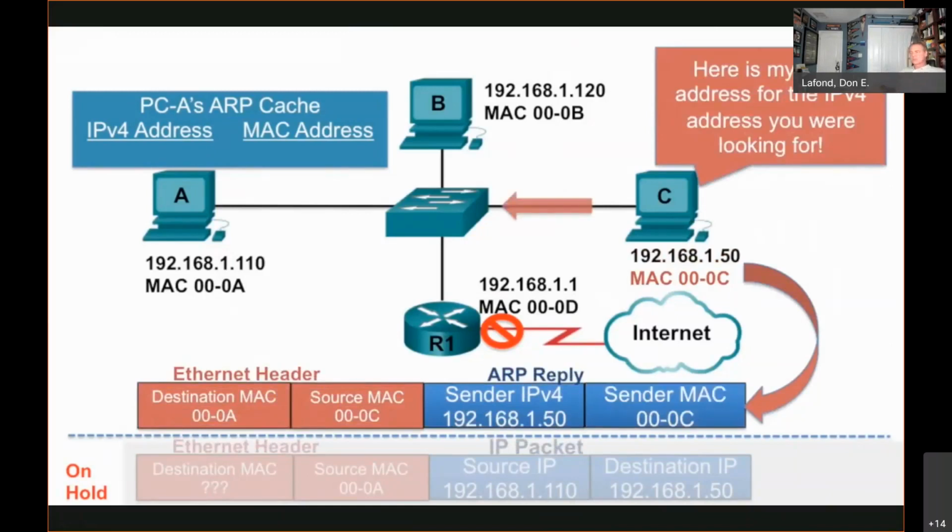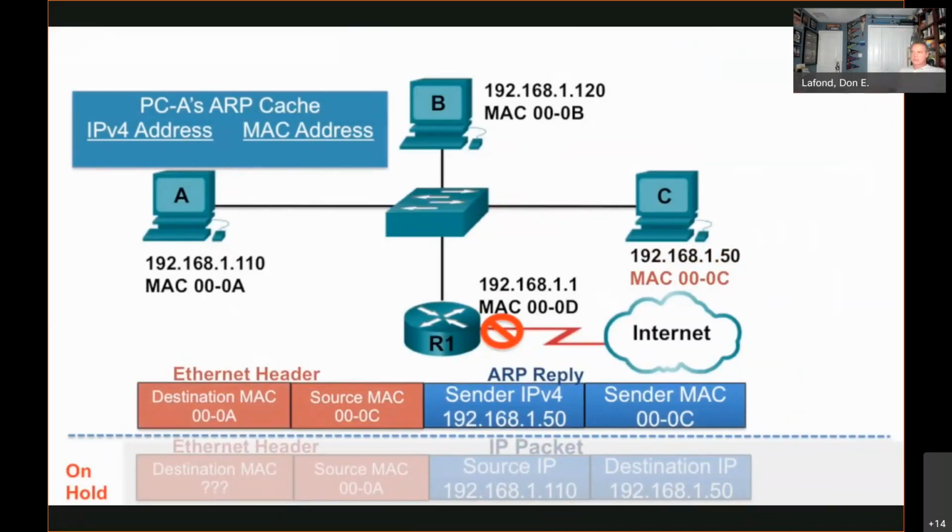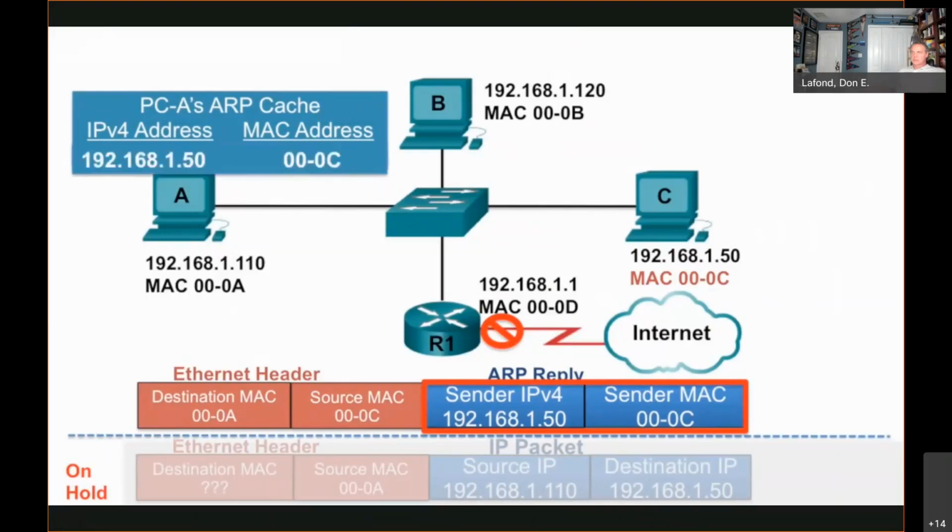It is sent to PCA. ARP replies are sent as a unicast, so the destination MAC address is that of PCA. PCA receives the ARP reply in response to its previous ARP request. It takes the information, the sender IPv4 address and the sender MAC address, and adds that information to its ARP cache.